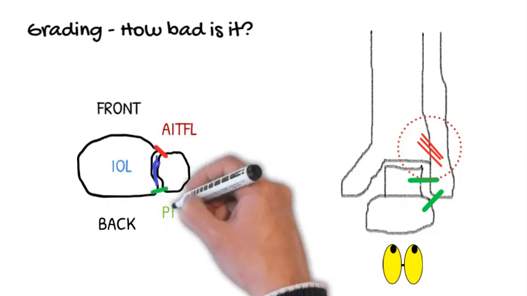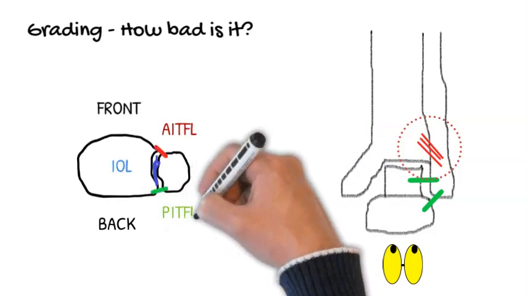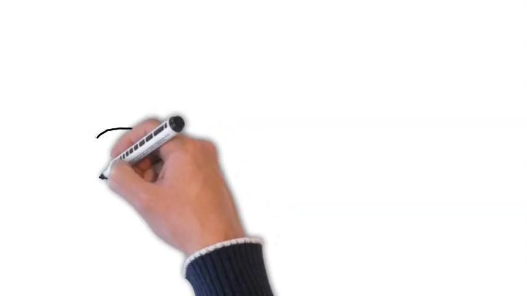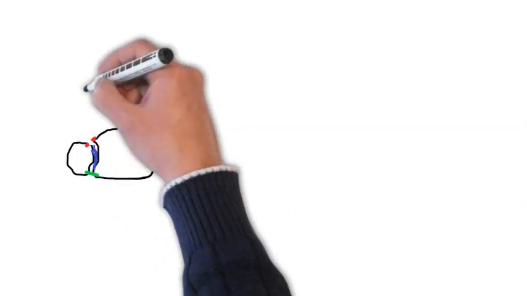Now the front one is known as the AITFL, the middle one is known as the IOL, or interosseous ligament, in blue there, and the back one is known as the PITFL. And essentially how many of these things you bust makes or breaks what grade you have.